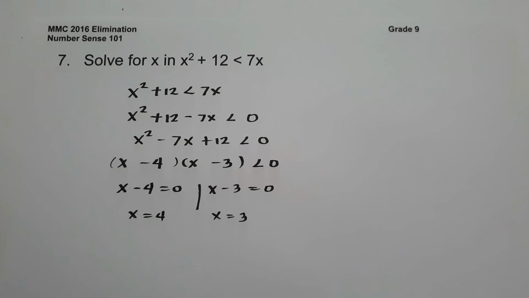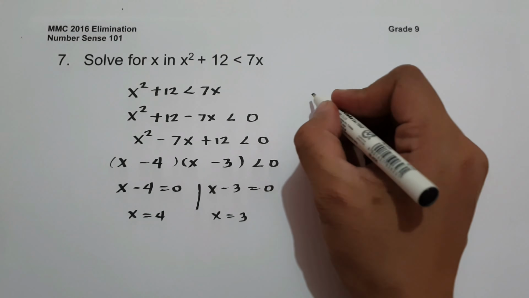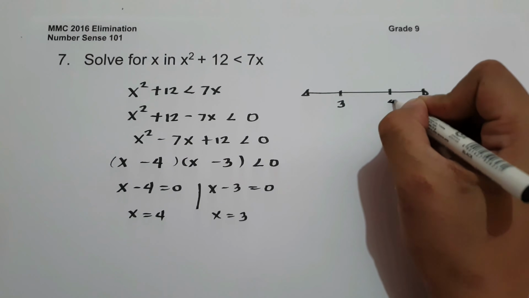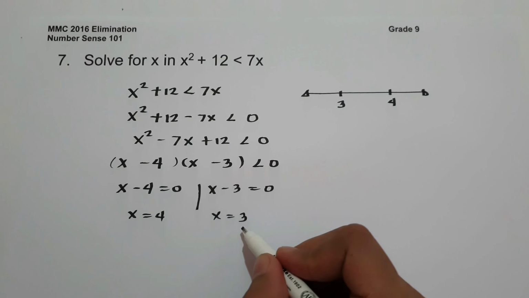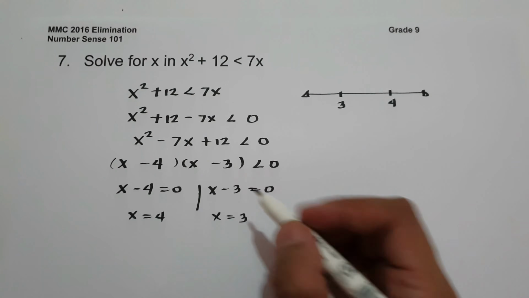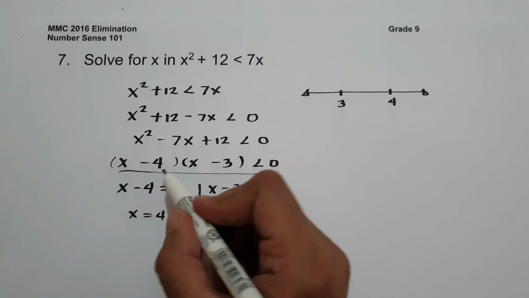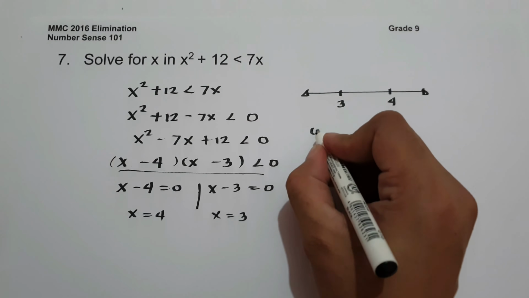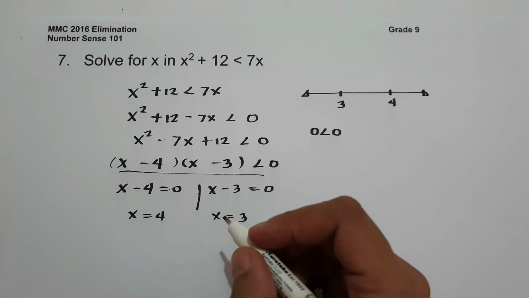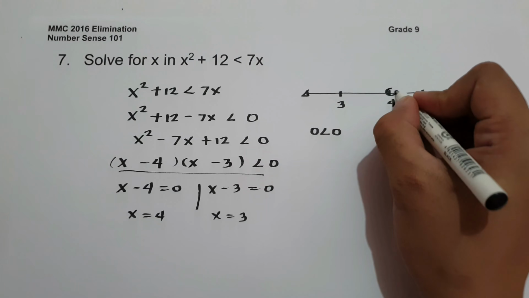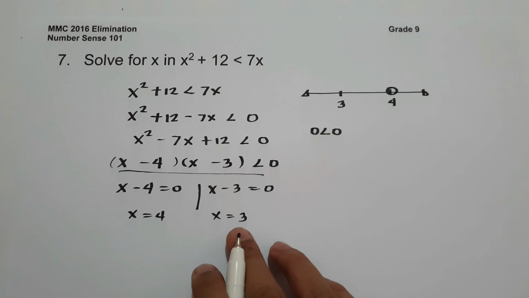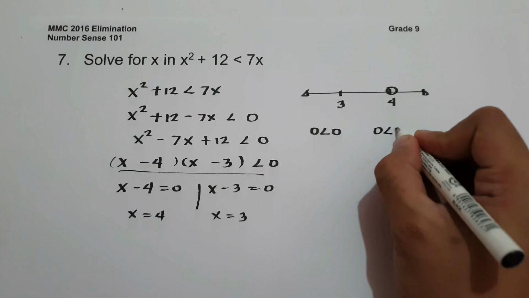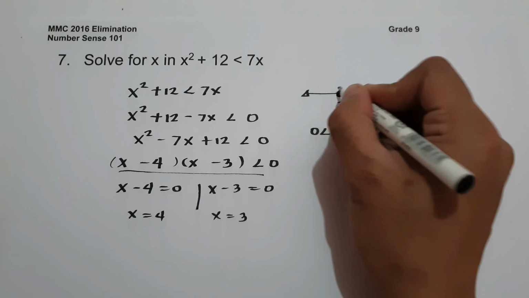To find the solution, let us use a number line test. So let us have here 3 and 4. Let us check if 3 and 4 are part of the solution. For example, in the expression x minus 4 multiplied by x minus 3, if you substitute 4, it will give us 0 less than 0. So therefore, 4 is not included in the solution. If you substitute 3 in this expression, it will give us 0 less than 0. So therefore, 3 is also not part of the solution.